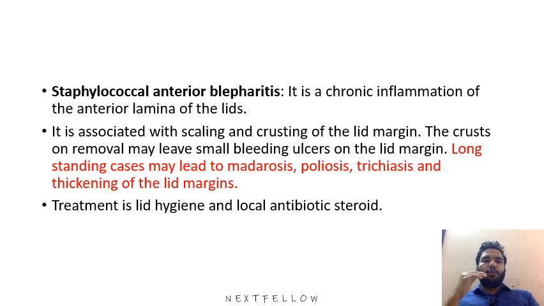Next is staphylococcal anterior blepharitis. It's a chronic inflammation of the anterior lamina of the lids. As the name suggests, anterior blepharitis is caused by staphylococcal infection. It is associated with scaling and crusting of the lid margin. The crusts on removal may leave small bleeding ulcers on the lid margin. Long-standing cases lead to madarosis, poliosis, trichiasis, and thickening of lid margins, which we will talk about soon. The treatment is lid hygiene and local antibiotic steroid.